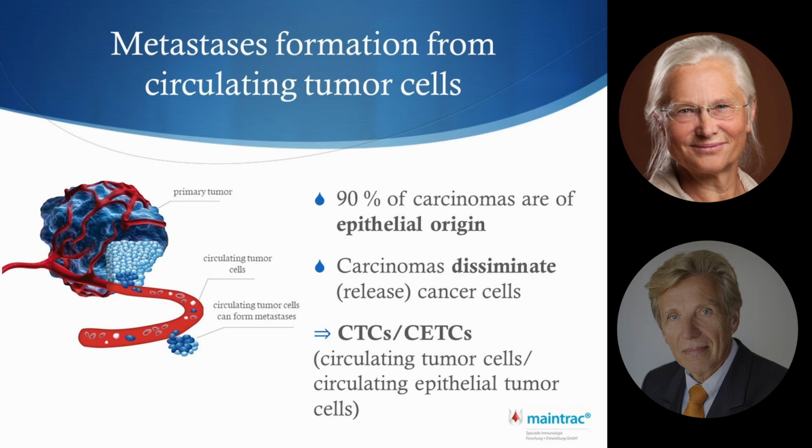We all know that the formation of metastases is the most threatening aspect of malignant tumors. Most malignant tumors are of epithelial origin. And how can those metastases develop? We know that carcinomas disseminate cancer cells into lymph and blood, and these cells can then be released at another organ and form the metastases as shown in the left picture.